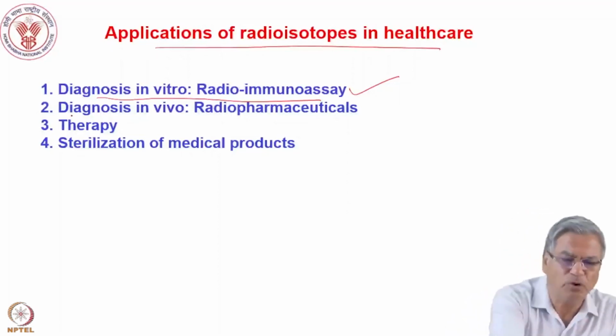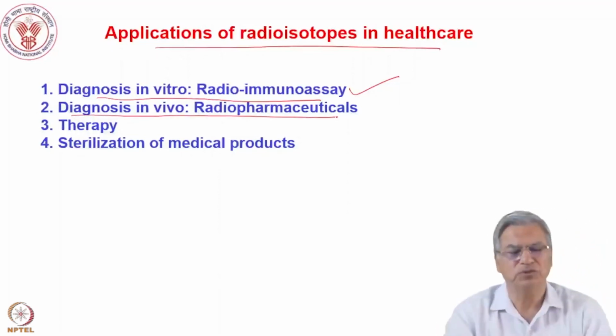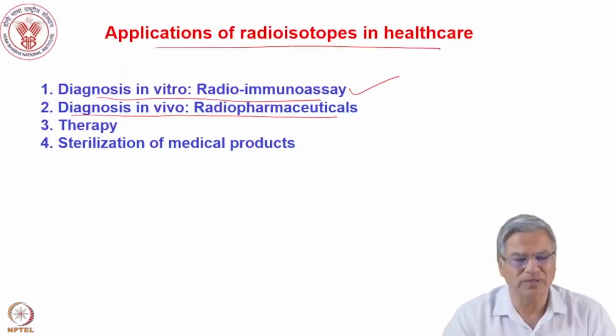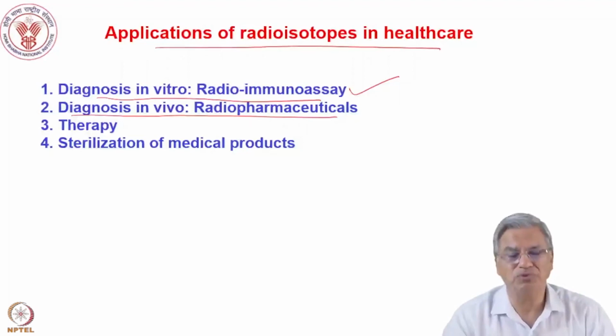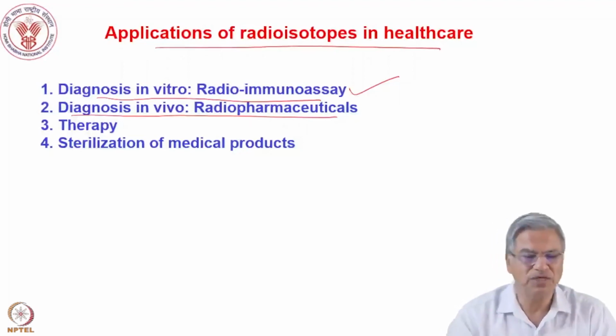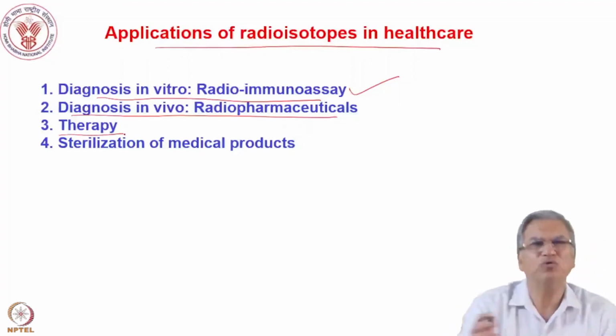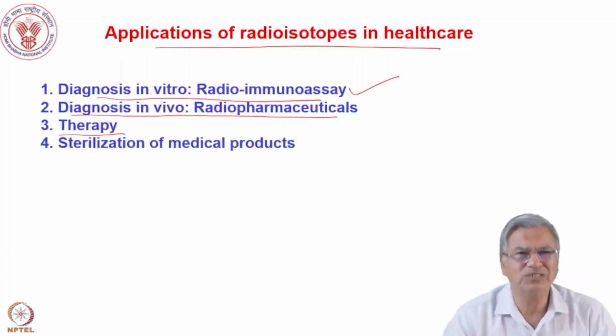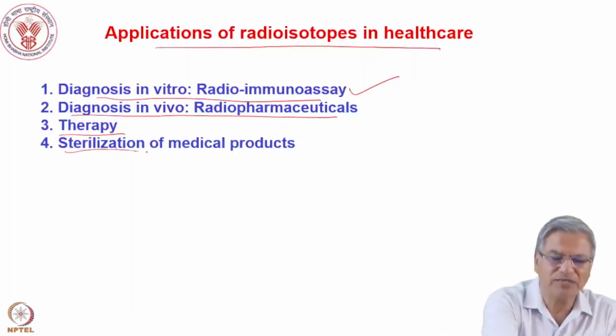In vivo, in the body, if you introduce radioisotopes, then you can do investigations of diseases, and the chemicals that are introduced in the body in vivo are called radiopharmaceuticals. They are like medicines, they are pharmaceutical compounds, but they are labeled with the radioisotopes. So we'll discuss them in this lecture. And also the radioisotopes, by virtue of their radiation effects, by virtue of killing the tumor cells, we can use them in therapy. And lastly, the sterilization of medical products.